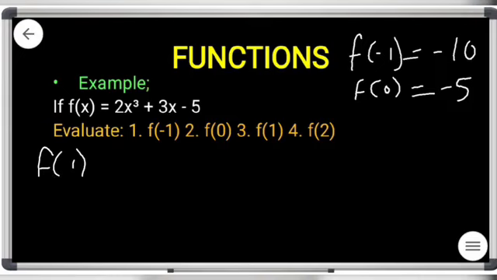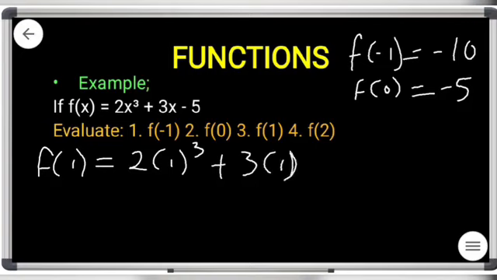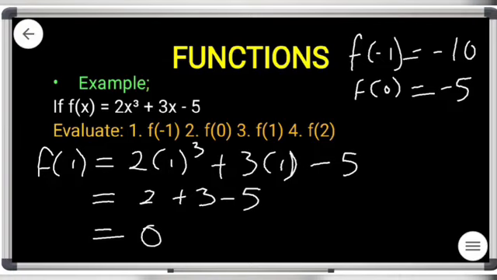Now number 3 is f of 1, which is equal to 2 times 1 raised to power 3, plus 3 times 1, minus 5. So 1 raised to power 3 is 1, 1 times 2 is 2, 3 times 1 is also 3, minus 5. Adding it together we have 0. So f of 1 is equal to 0. It is a new value of y.